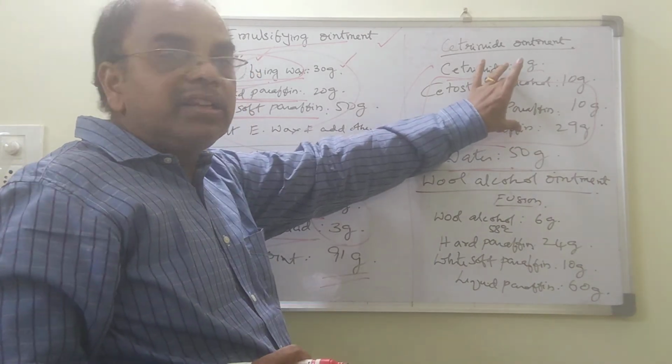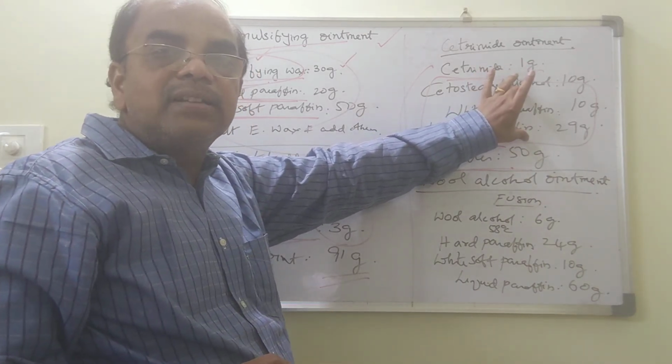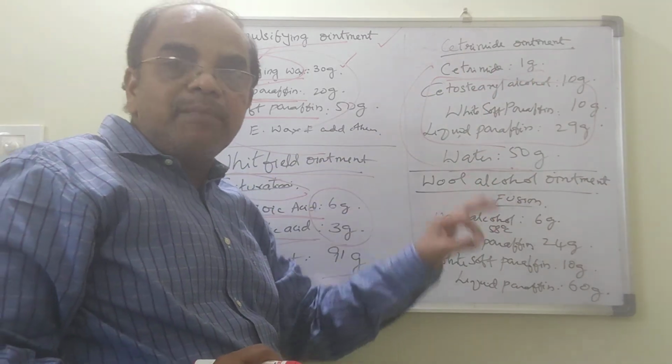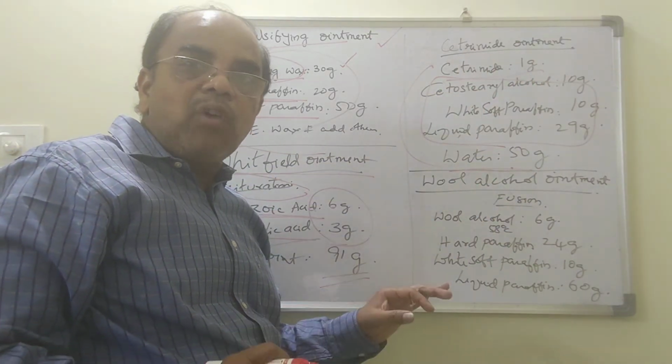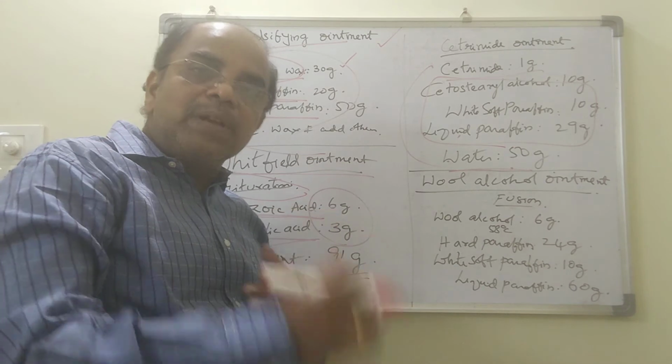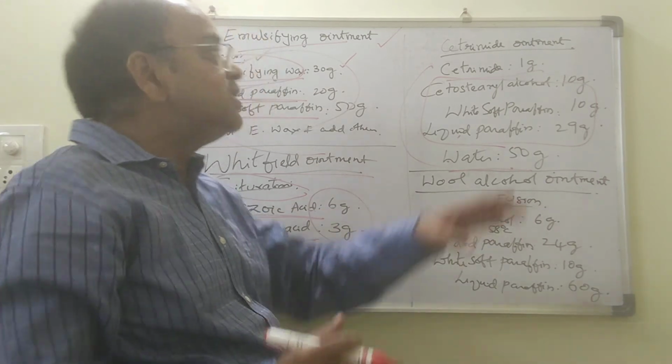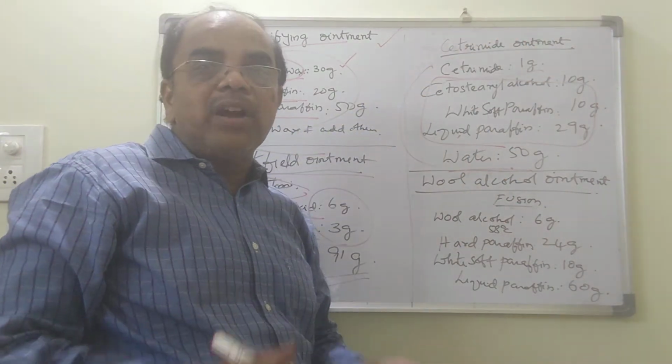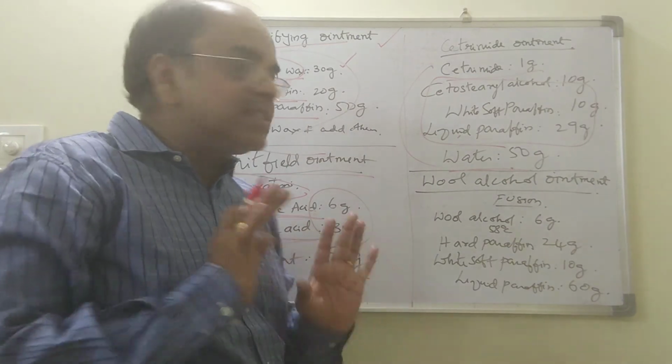Here we have the molten mass at high temperature. On the other side, you take the cetrimide in the aqueous solution, add water, dissolve it, heat to the same temperature, and mix these two. This is the preparation of the cetrimide ointment. On cooling, it has become a semi-solid mass.